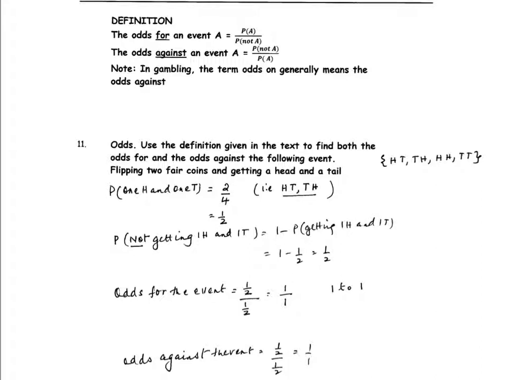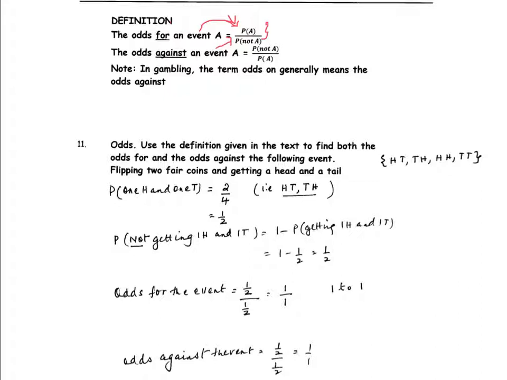What are the odds for a certain event A? It's the probability of A, the favorable probability of that event, and the probability of that event not happening. That ratio, or that fraction, where the probability of that event happening is in the numerator, would be the odds for that event A.